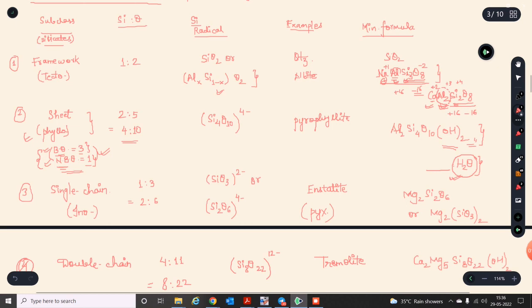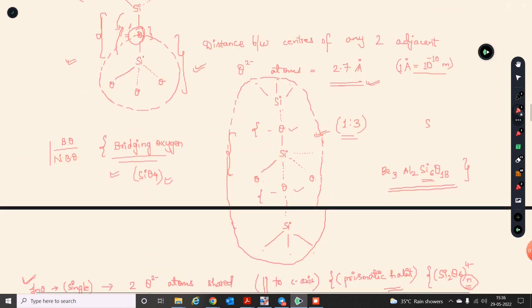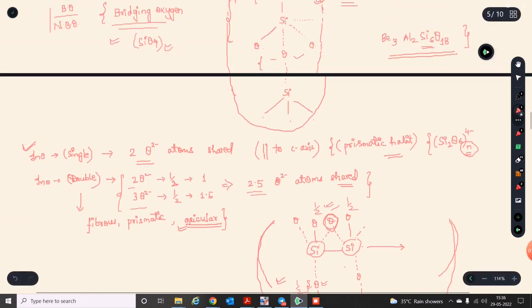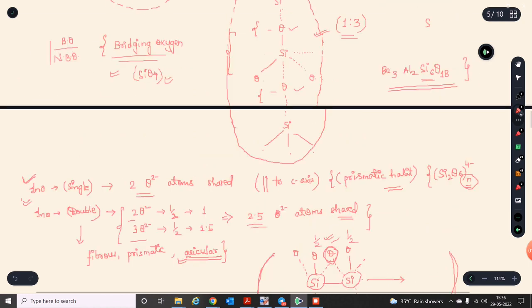Alright, three oxygens of each tetrahedron are shared here with adjacent tetrahedra to form the extended sheets, and this is done along the c-axis again here. There it was parallel to the c-axis, right? Here we have seen in inosilicates it was parallel to the c-axis. Parallel to the c-axis means what I showed here, this one was the c-axis, so it is going parallel to the c-axis.